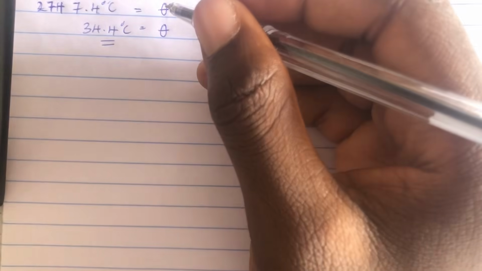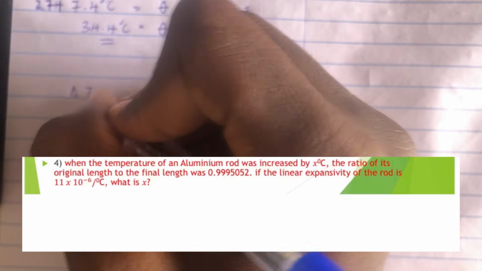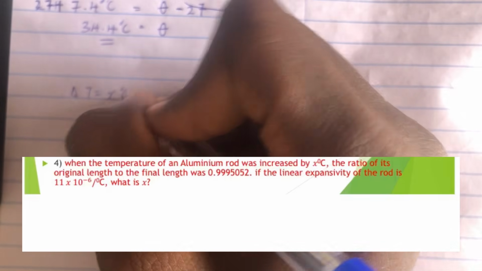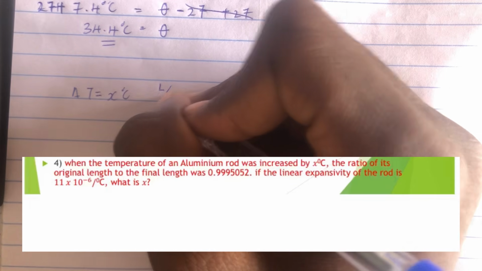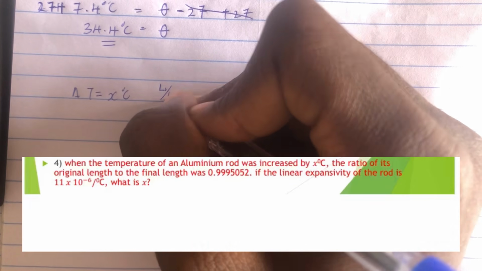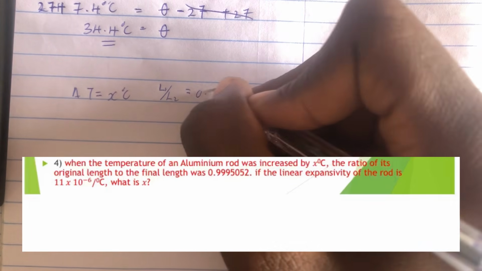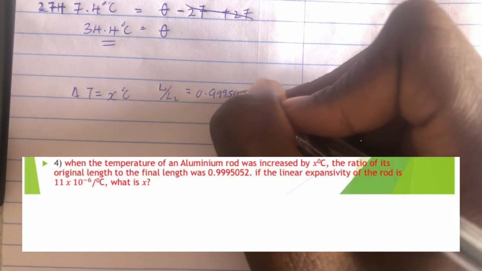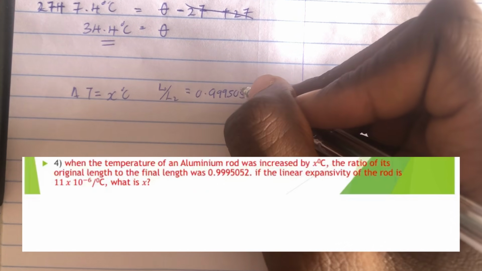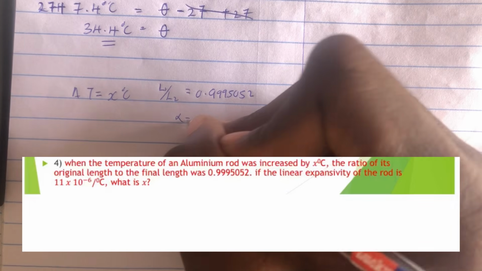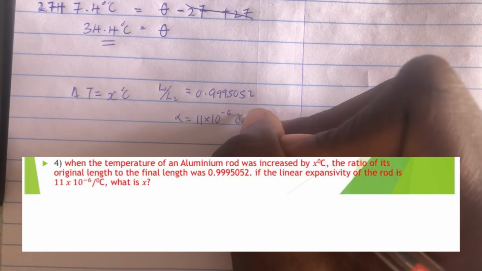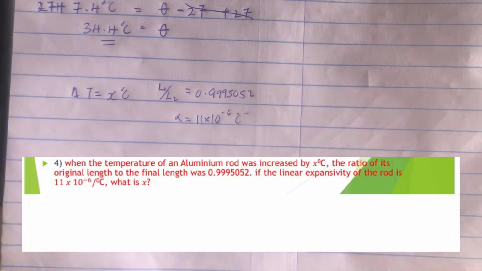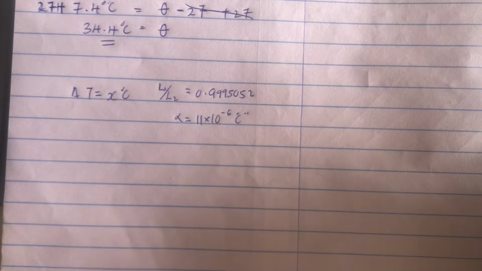Question: when the temperature of an aluminum rod was increased, the change in temperature was x degrees Celsius, the ratio of its original length to the final length, L1 over L2, is 0.999505. Very long. If the linear expansivity of the rod is 11 times 10 raised to power minus 6 per degree Celsius, then what is x?